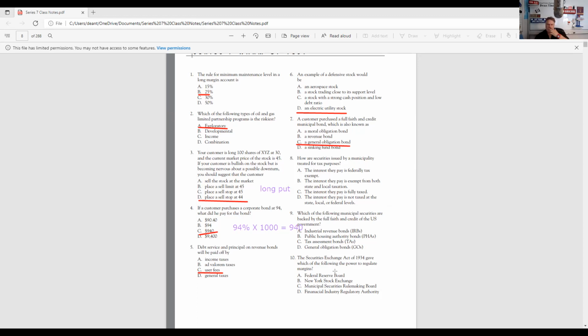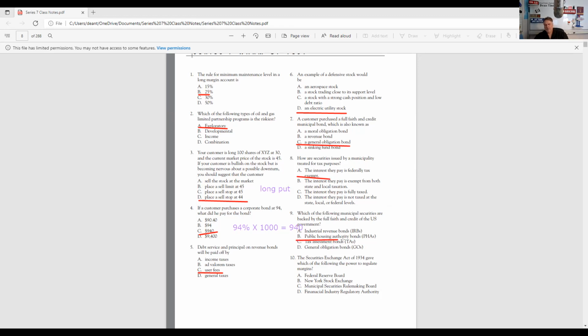How are securities issued by a municipality treated for tax purposes? Be careful. Without telling you where I live and what kind of bond I'm going to buy, all you can tell me is, Dean, they are federally tax exempt. To determine whether they're state and local tax exempt, I have to tell you where I live and what kind of bond I'm going to buy. Number 9, guaranteed test question.